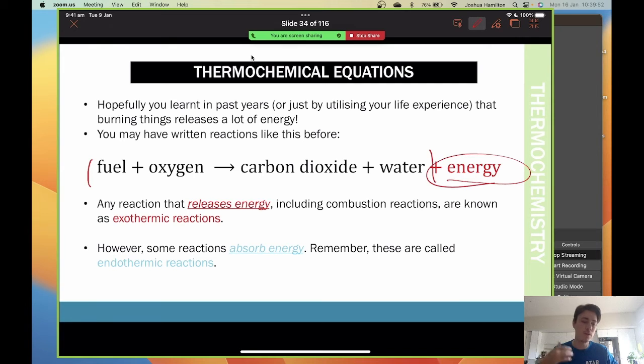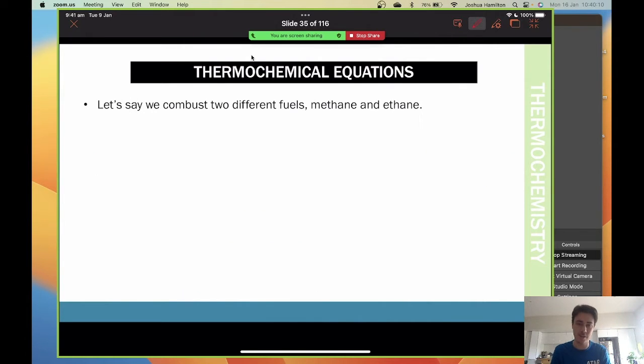However, we do also have things called endothermic reactions. These absorb energy. Fuels don't ever do this. Fuels are always an exothermic reaction, and we'll discuss these in a little bit. But exothermic fuel. Fuel is exo because it releases energy. So as you can see there, all combustion reactions are exothermic.